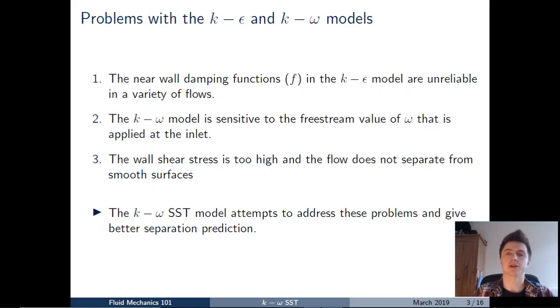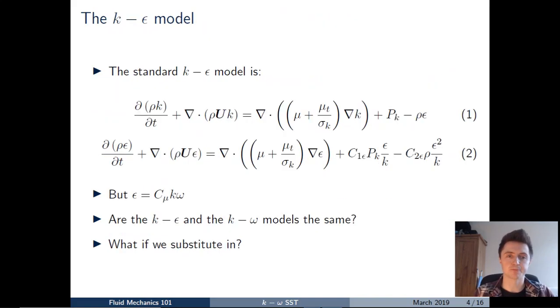For both the K-epsilon and the K-omega models, it was found that the flow wasn't separating correctly from the smooth surface of the body when compared with experimental measurements, and this is primarily because the wall shear stress was too high from these models. And so the K-omega SST model was proposed by Menter in 1994 in an attempt to address some of these problems and give better separation prediction for external aerodynamics applications. And that's the model we're going to look at today.